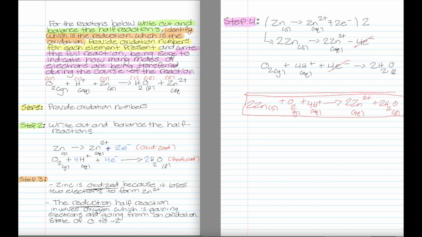I solved this problem by color coding and by creating a step-by-step process where we first provided oxidation numbers, then we wrote out and balanced the half reactions, then we defined the oxidation and reduction and explained why this occurred, and finally, step 4, where we eliminated the electrons and got our complete reaction by adding our reactants and products. And remember, when you're multiplying to get rid of the electrons, you multiply the entire reaction by the number you're multiplying the electrons by.